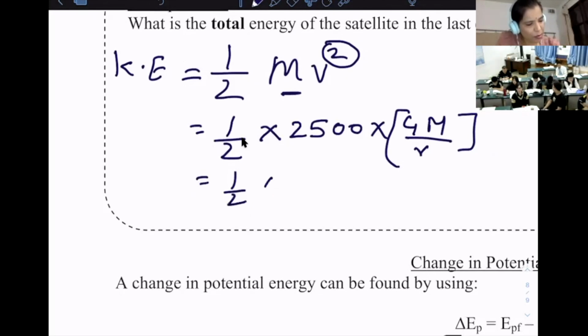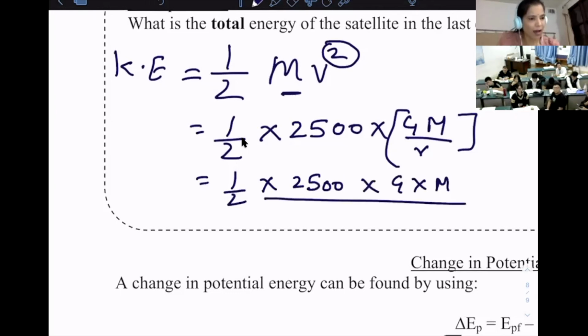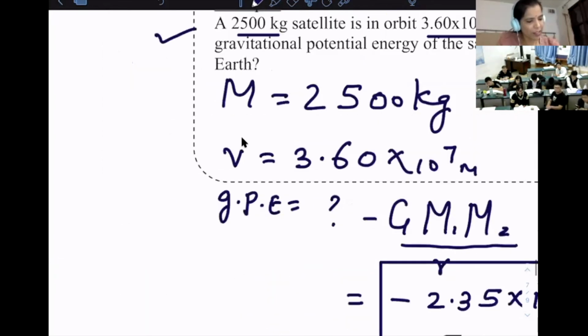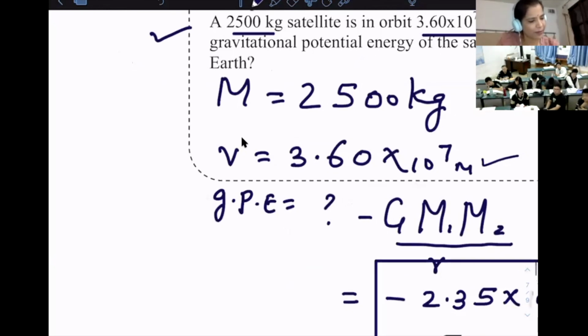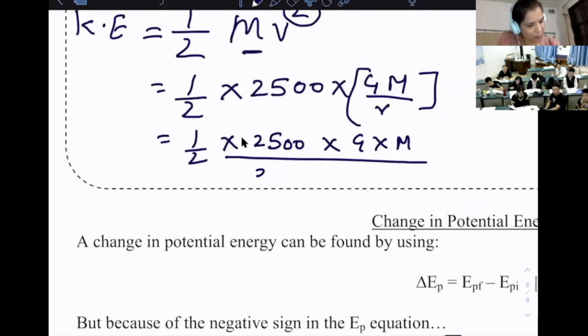Half into 2500 times G times M over R. What is the R value? This is the R value you have to use from the previous question. This is the R, 3.60 times 10 to the power of 7. And then you get the kinetic energy, which is how much?